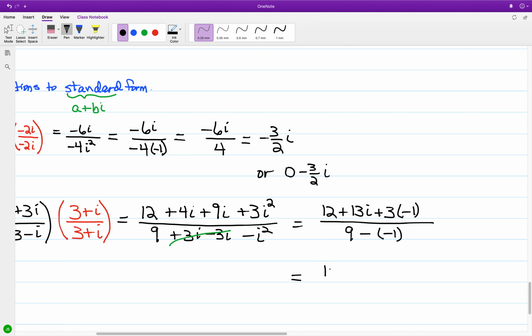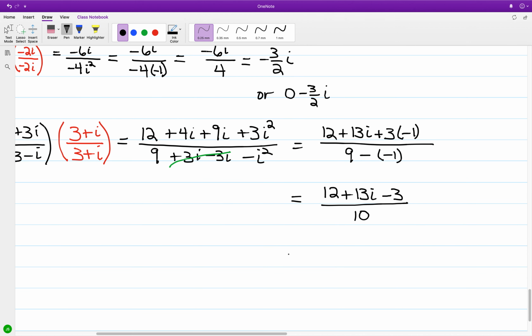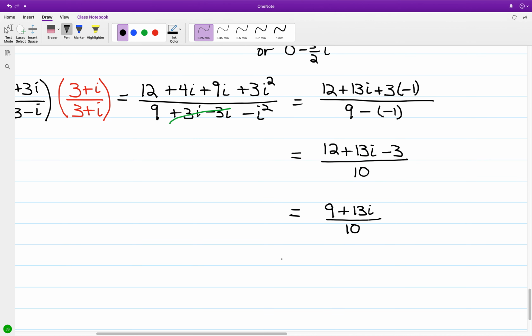Now we'll move down here. I had 12 plus 13i minus 3, and 9 minus negative 1 becomes 10. 12 minus 3 is 9, so we have 9 plus 13i over 10. In a lot of situations this would be a final answer, but if I'm looking explicitly for standard form, I'm going to break up this expression into distinct terms. For a, I have 9/10, and for the bi, that's going to be plus 13/10 i.